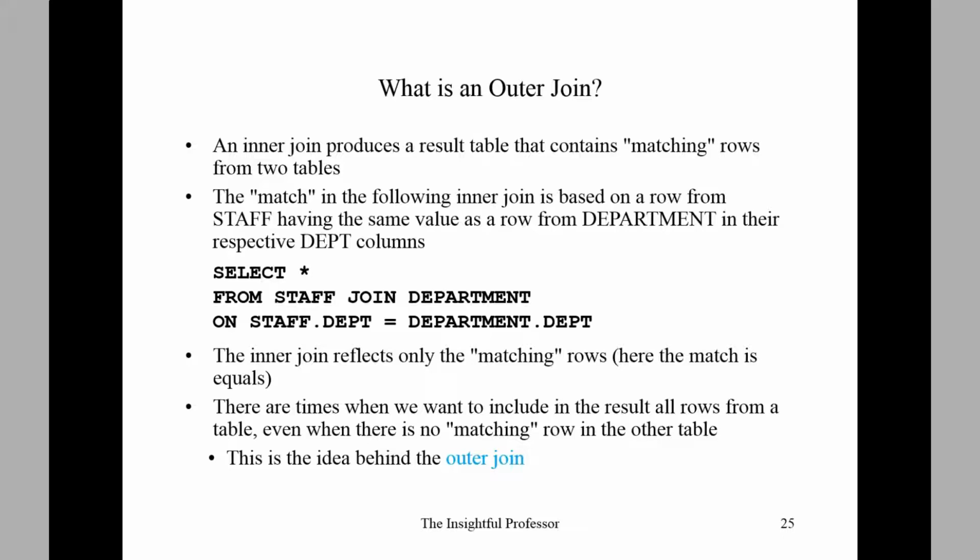So we're looking for staff members who have the same value in their department column as exists in some row in the department table's department column. So the inner join will reflect only these matching rows. However, there are times when we want to include in the result all rows from a table that don't satisfy the match. This is the idea behind the outer join.